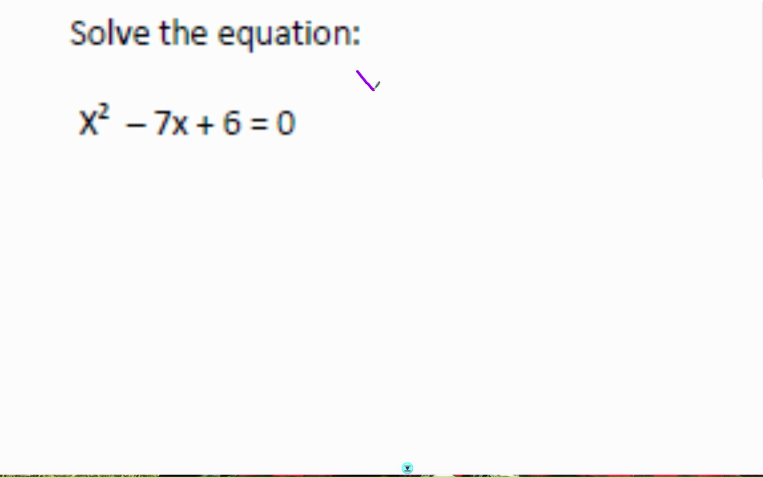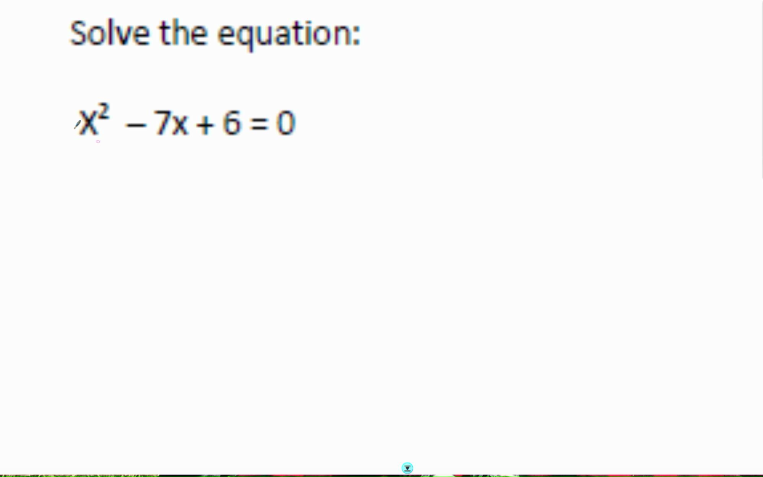So let's say that it wasn't set equal to 0. Let's say, for example, you had x squared minus 7x equals -6. Your first job to do would be to get it equal to 0 over here. So I would do that by moving the 6 and then getting this equation. So if it's not set equal to 0, you want to do that first. Then I'm going to see if I can solve for x by factoring.